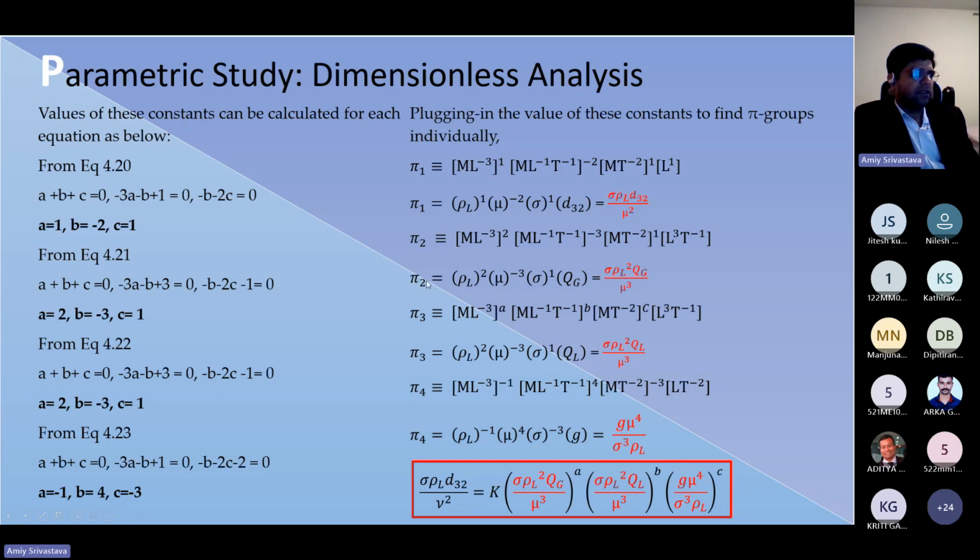This was my first term. Pi 2 was my second term, pi 3 was my third term, and pi 4 was my fourth term. And then I could write down my equation like this. This was our dependent variable, and these are all our independent variables, independent pi groups. So you can see the first one is over here, and second, third, fourth here. I could write this way. I will show how we could write this way.